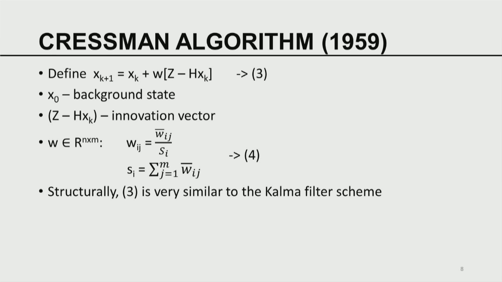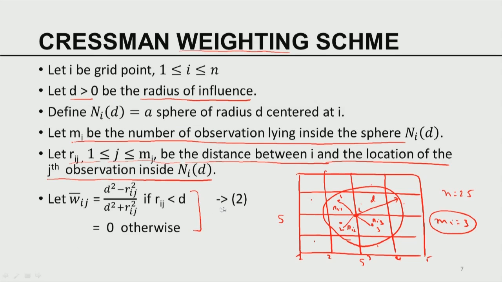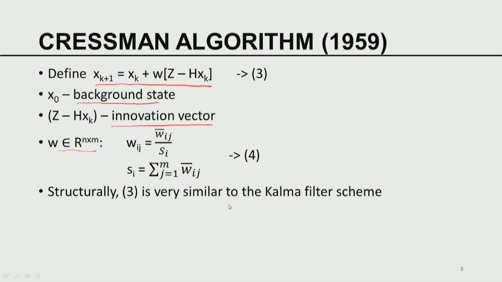So the Cressman algorithm continued. I have X_k plus 1 equal to X_k plus W times z minus h of X_k. Again, X naught is the background state. This is called the innovation. I would like to be able to create my W. We gave W bar in the previous equation 2. I am now going to normalize my weights. So I am going to define W_ij to be equal to W bar ij divided by S_i, where S_i is simply the sum of all the numerators. This way I am going to make sure that the weights are normalized and the individual values are between 0 and 1. So this is a very nice scheme 4.